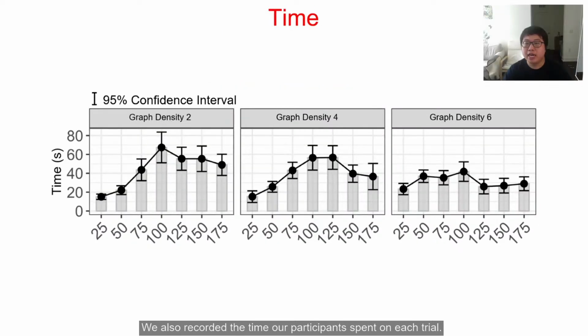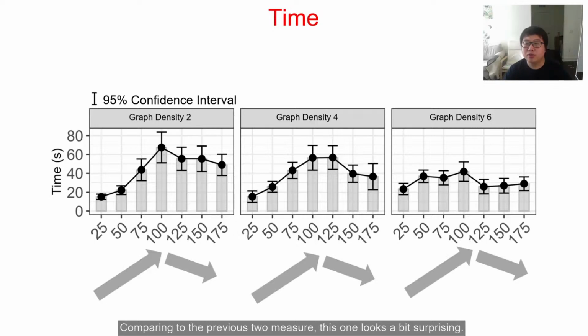We also recorded the time our participants spent on each trial. Here we use error bars to represent the 95% confidence interval. Compared to the previous 2 measures, this one looks a bit surprising. In the first stage, with the increasing number of nodes, participants spend more time on the trials. However, at a certain level of difficulty, the time decreased. Our explanation is that when the complexity of the trial increased to a certain level, people started to give up after some initial attempts, so the overall time dropped.